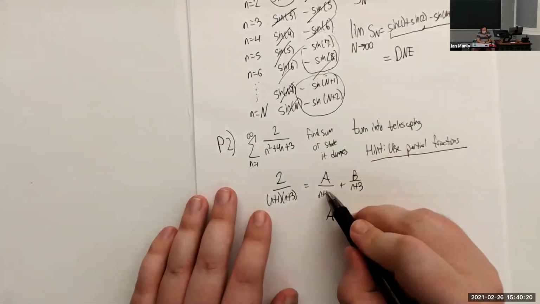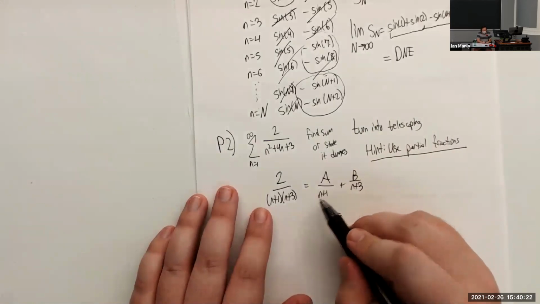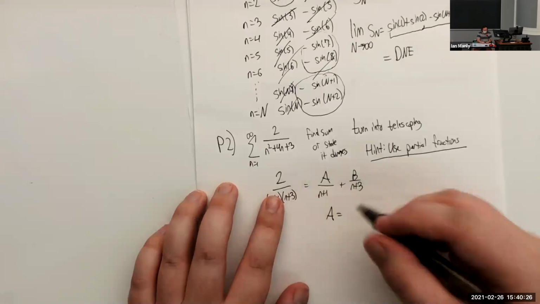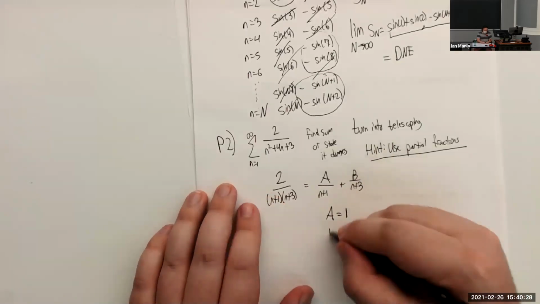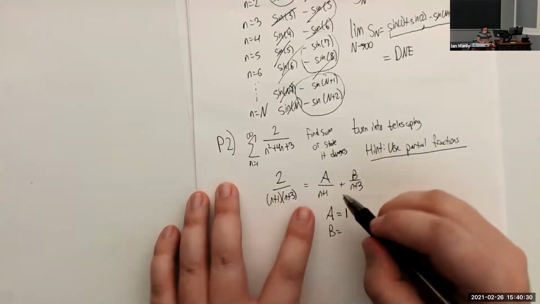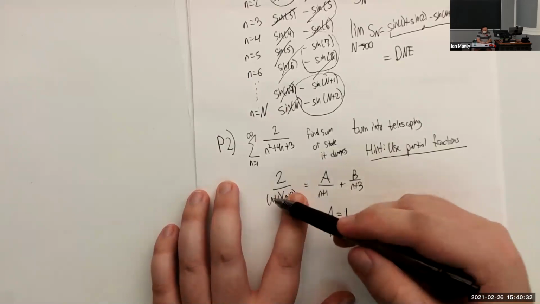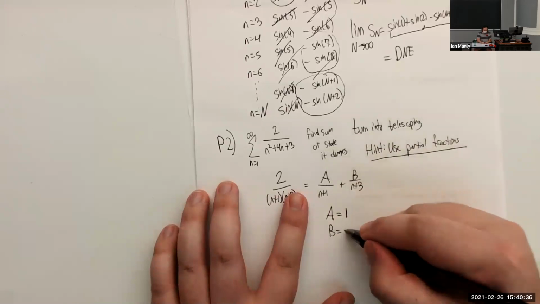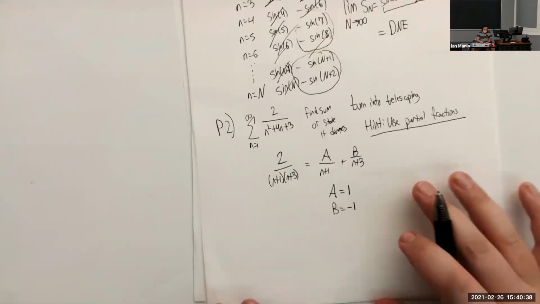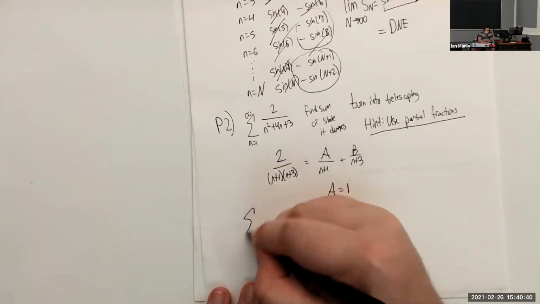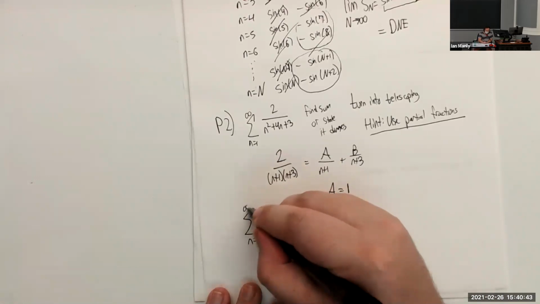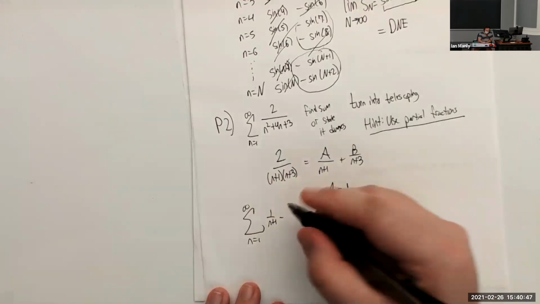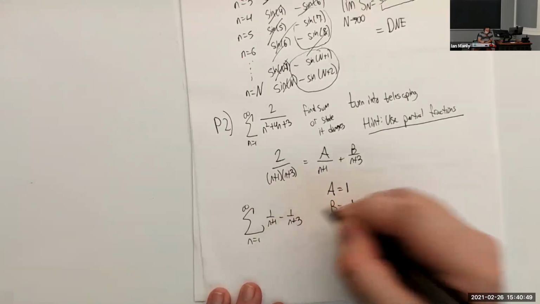I plug in -1 to make this bottom 0. So I plug -1 into here, and I have 2 over 2, which gives me 1. Then for B, I plug -3 into here. That'll be 2 over -2, which gives me -1. So I can rewrite my series as the sum from 1 to infinity of 1 over n plus 1 minus 1 over n plus 3.